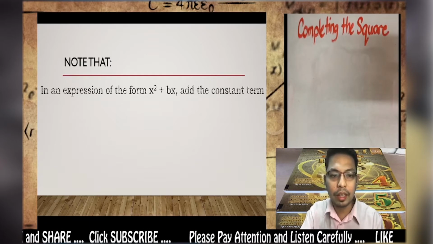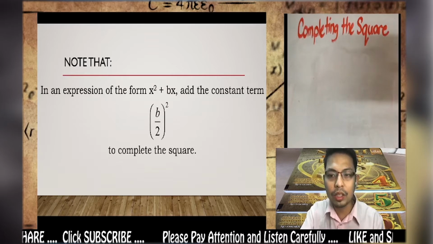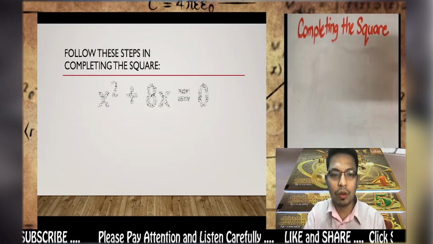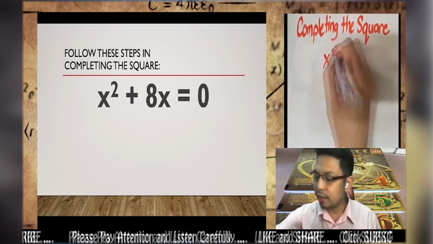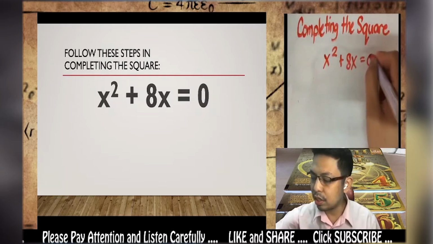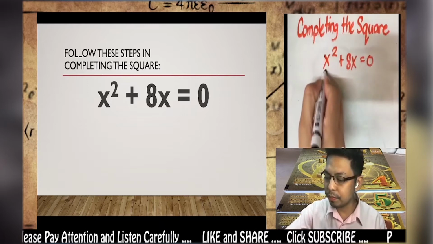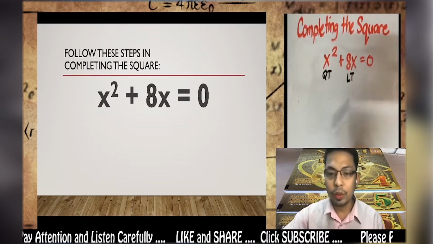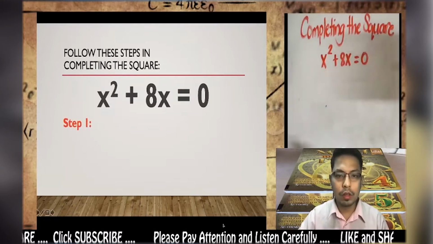Note that in an expression of the form x squared plus bx, add the constant term to complete the square. So follow these steps in completing the square. Given x squared plus 8x is equal to 0. Notice that we have a quadratic term that is x squared, a linear term which is 8x, and then equal to 0.